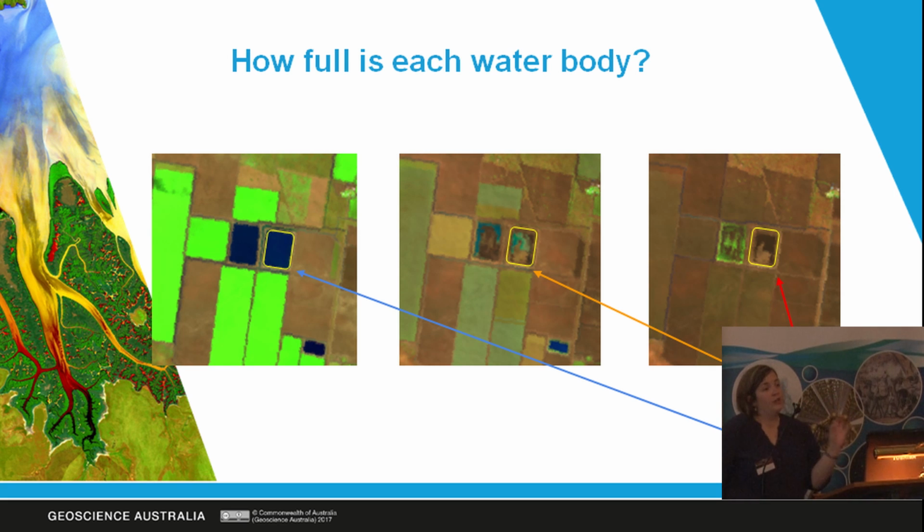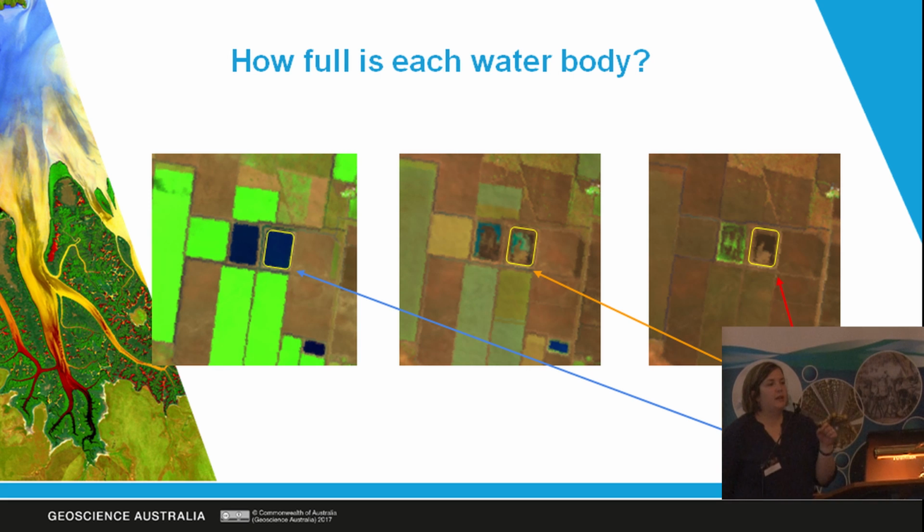So now that we have a polygon data set for every persistent water body, in this case in New South Wales, but in the future for Australia, what we can do is start to treat that as a whole. So rather than dealing with pixels, we start to deal with objects. And so for this object here, for example, what we can see here is that it's all really nice and dark blue. And so we know that that is a full dam.